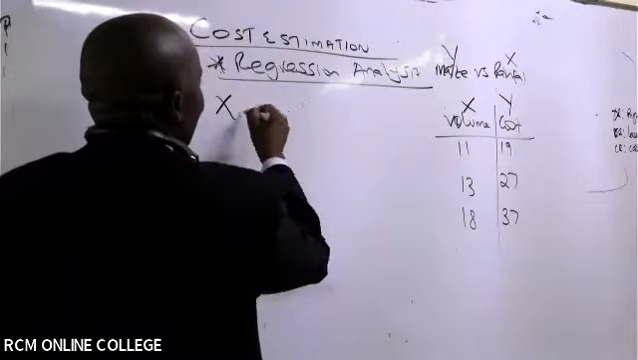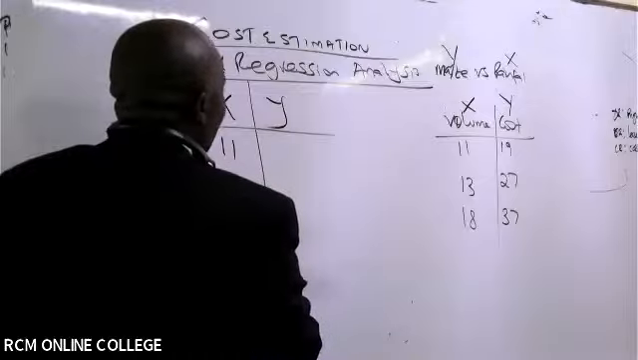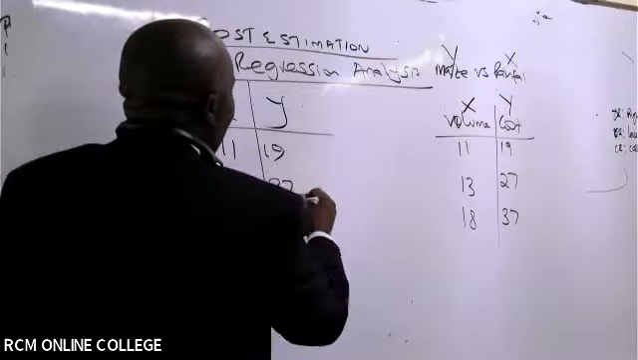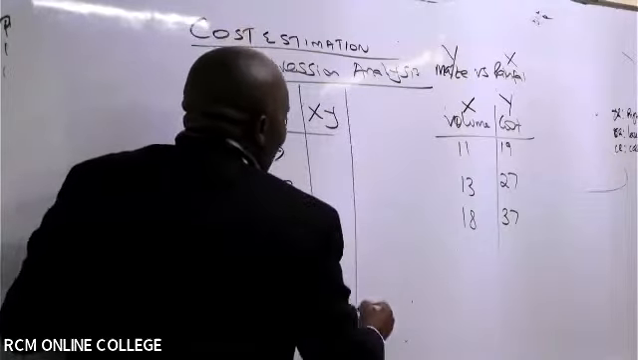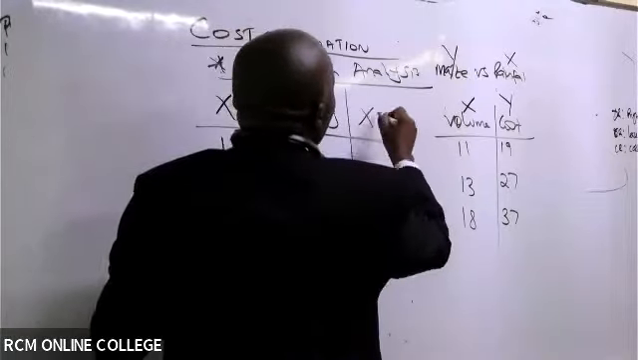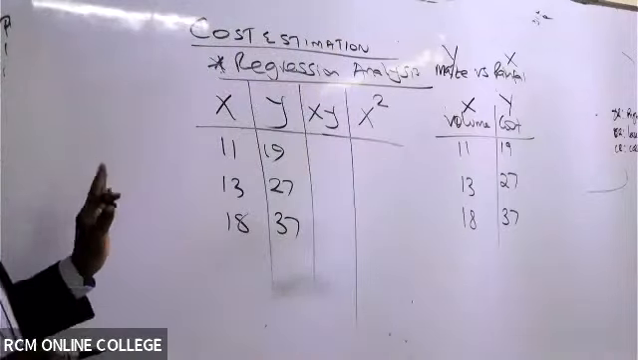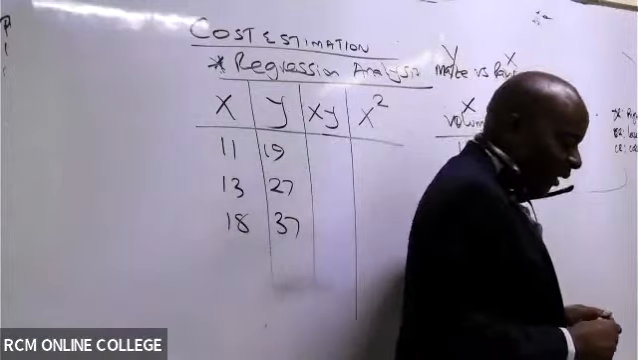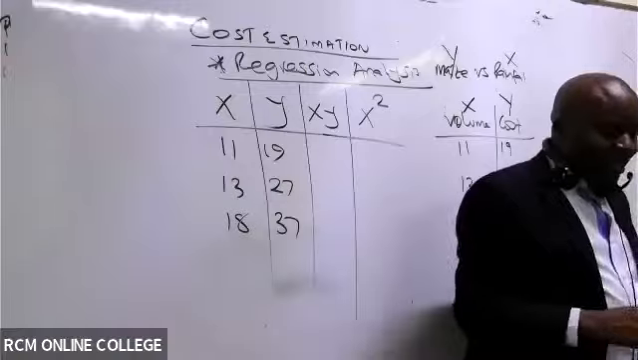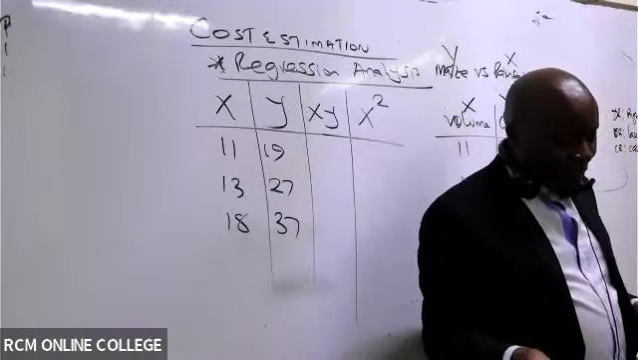I have to write mine here because of space. So I have X there: 11, 13, 18, 19, 27, 37. If it is regression analysis, we must introduce column XY and column X squared. I'm sure I'm boring some students who were in my class last time, but in the interest of the newcomers, please allow me to repeat this pretty fast.